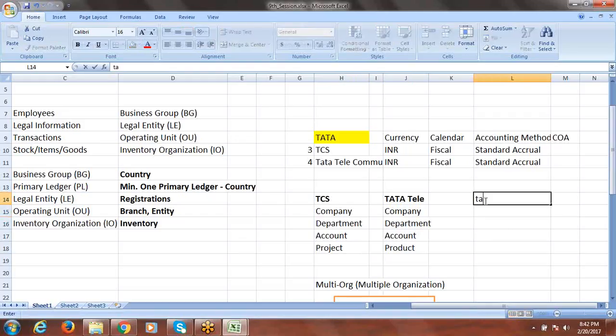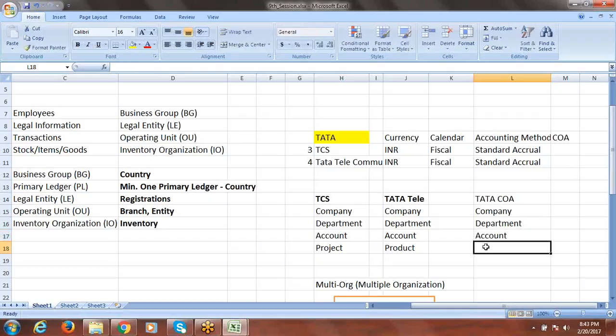I'll give the chart of accounts name as Tata chart of accounts. I'll give common segments: company, which both require, and department, which 2 companies require, account, which 2 companies require, and TCS requires project, and here telecommunication requires product. Now this is how I'll create the chart of accounts.